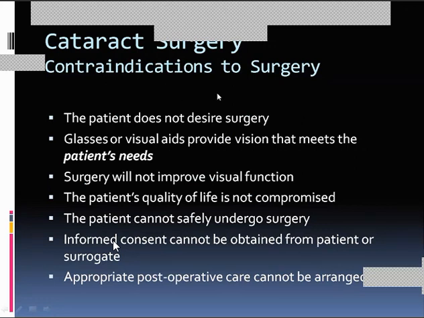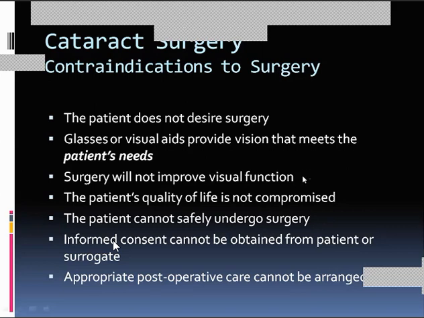Okay. Now, when is cataract surgery contraindicated? The first and foremost thing is when the patient is not willing to undergo the cataract surgery, then we should not do it. Glasses and visual aids may provide vision that meets the patient's needs. When there is improvement with the glasses, we need not do the cataract surgery at that time. We can wait for a few days or a few months.